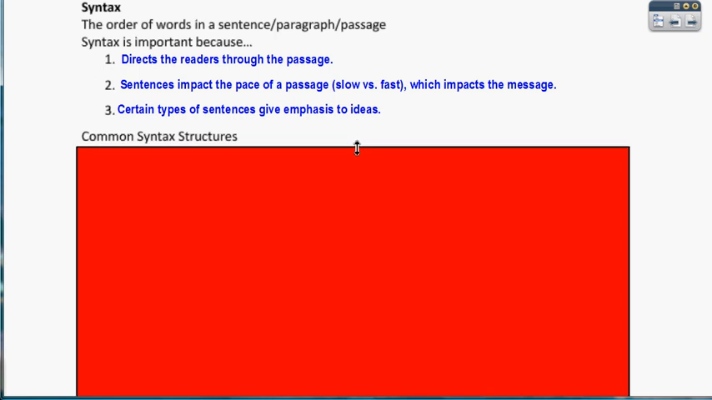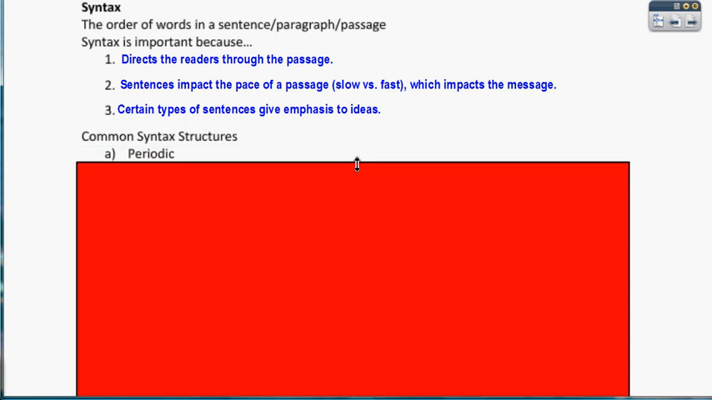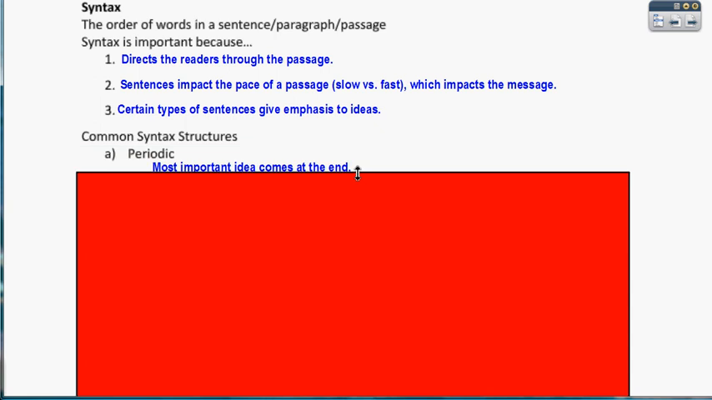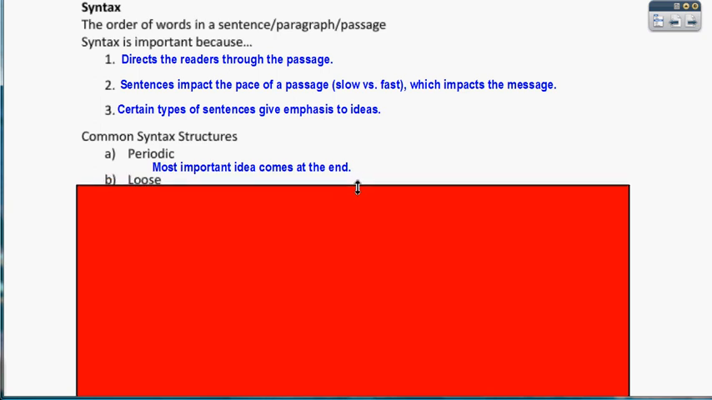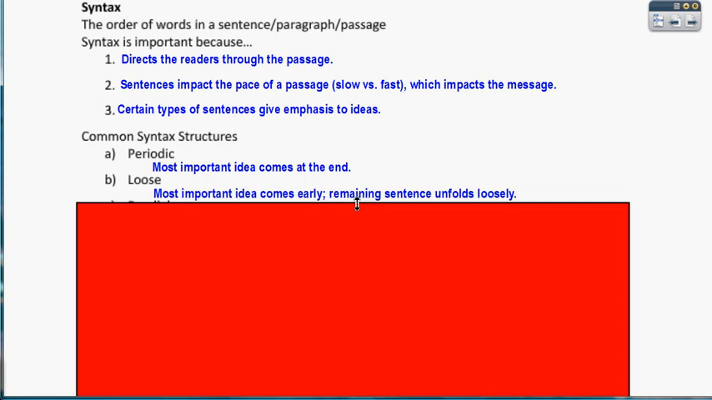Common syntax structures that you guys should know about. The first one is periodic. Periodic means the most important idea comes at the end. So you have a word at the end of a sentence that is important to the meaning of the text. Loose sentence structure is the opposite, where the most important idea comes early in the sentence and the remaining sentence unfolds loosely. So you have whatever idea is important, and then you have some descriptive ideas that come after it.